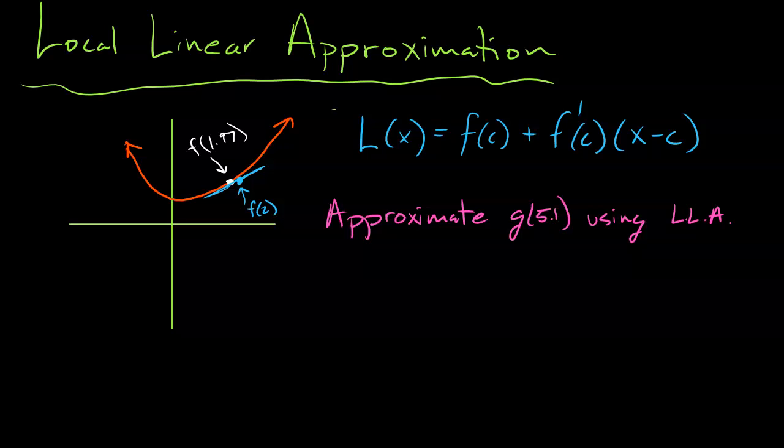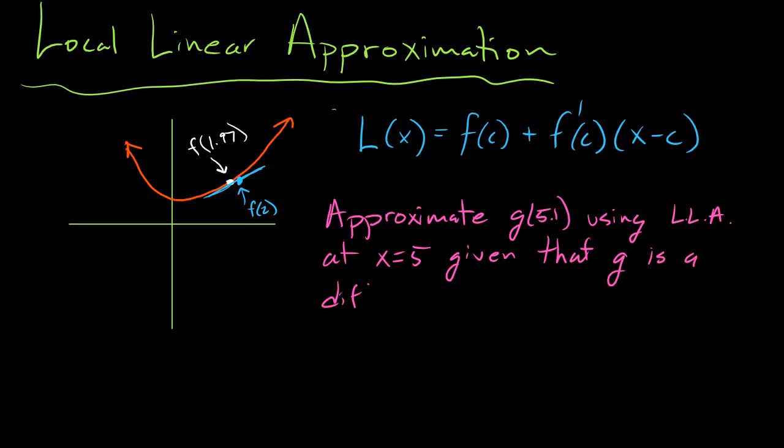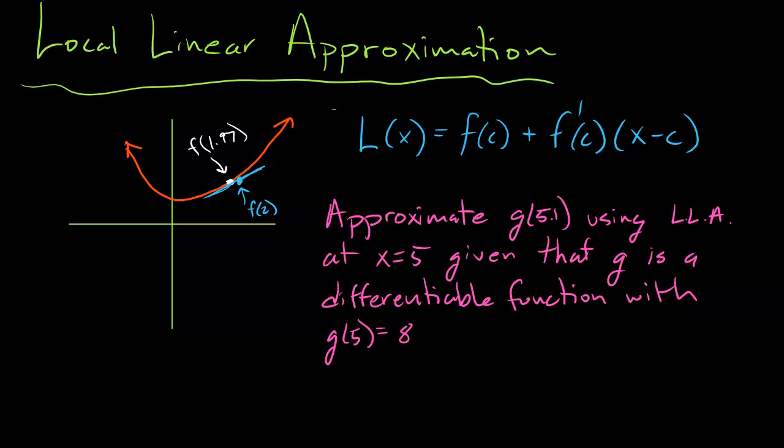So approximate g of 5.1 using local linear approximation at x equals 5, given that g is a differentiable function with g of 5 equal to 8 and g prime of 5 equal to 0.